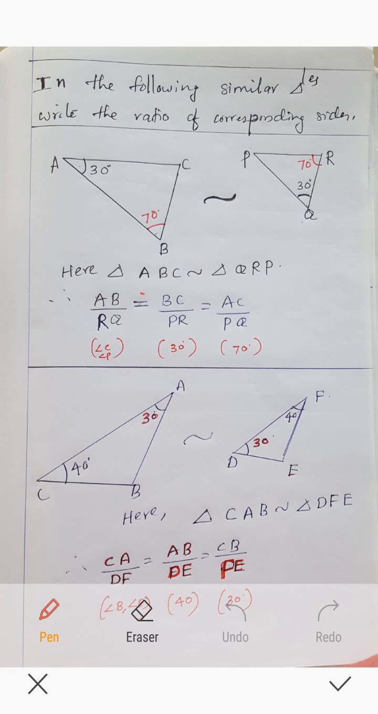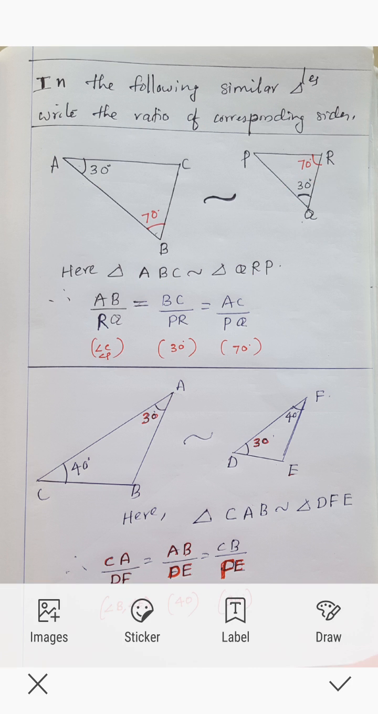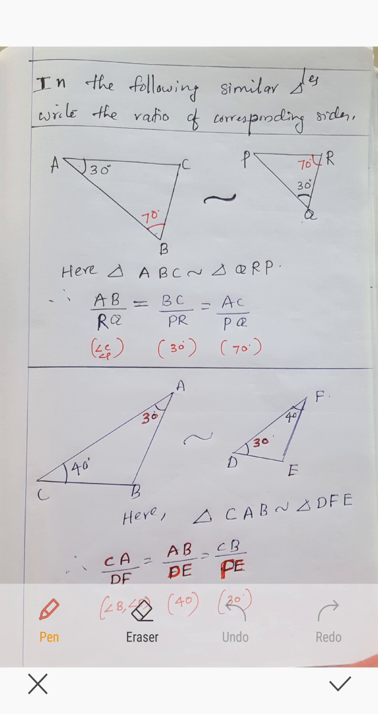See, here A is in the first place, and A is the 30-degree angle. So in the next triangle, the 30-degree angle is Q, so Q must come in the first position. Next comes B, the 70-degree angle. Here R should come in the next place. The remaining third vertex goes in the last place. Okay, this way.